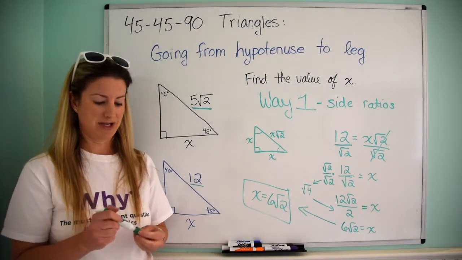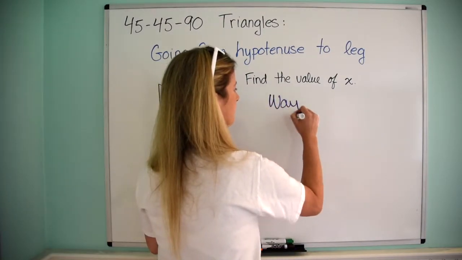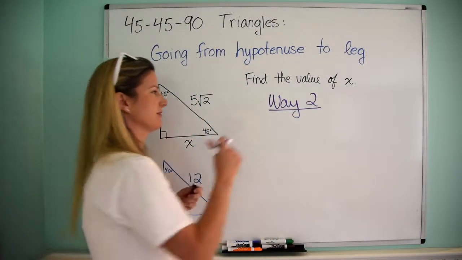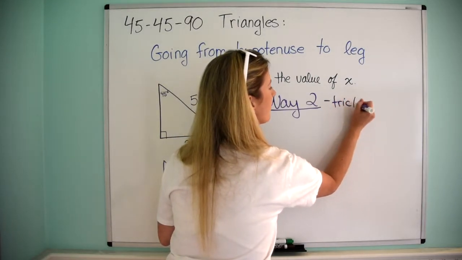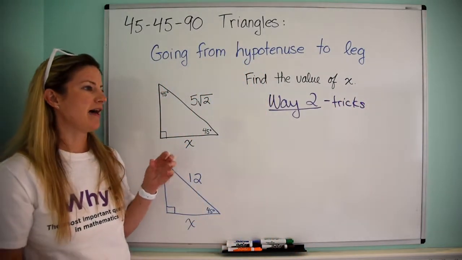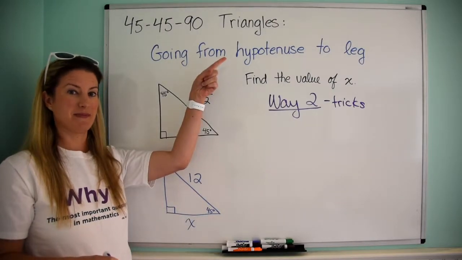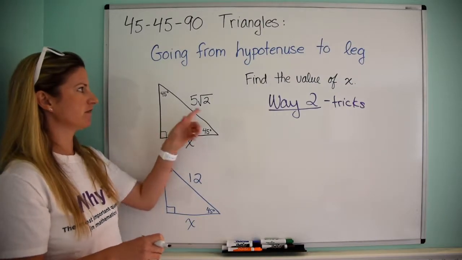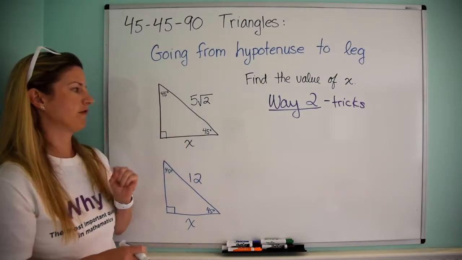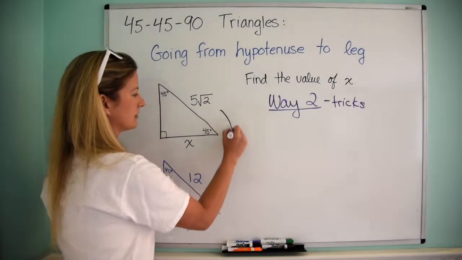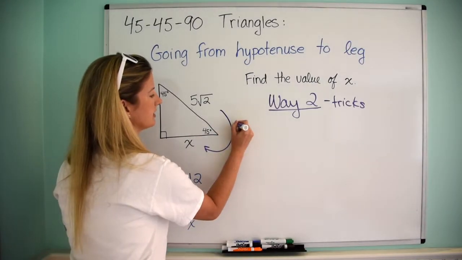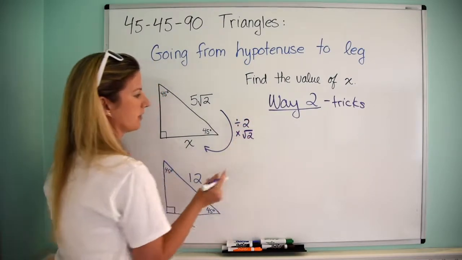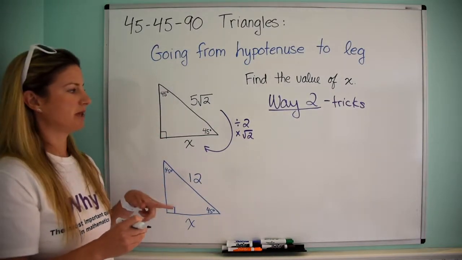So now we're going to take a look at way 2. And for way 2, we're going to use what I call the tricks. Now, I have a video devoted to these tricks, and if you click right up there, you can watch that video. So I'm just going to apply the specific trick of moving from hypotenuse to leg in a 45, 45, 90. And to move from hypotenuse to leg you divide by 2 and then you multiply by root 2. Again, you divide by 2 and you multiply by root 2.